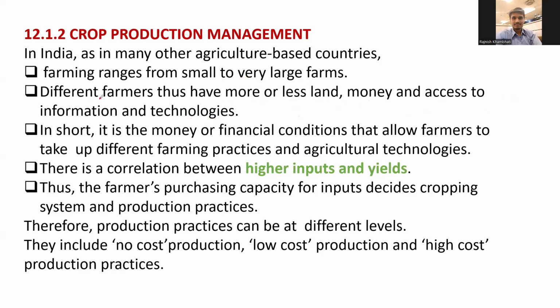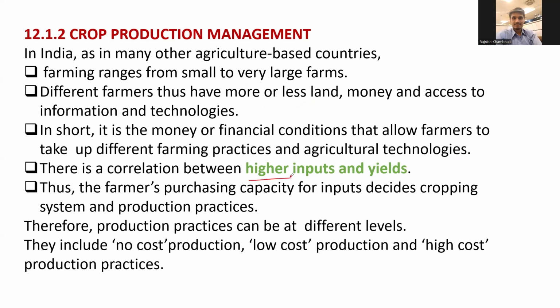Okay. So, in short, it is the money or the financial condition that allows the farmers to take up different farming practices. Getting the point? So it is not more or less land, but actually money. It is the financial condition of the farmer according to which they will choose the farming practice and agricultural technologies, whatever is in their budget.